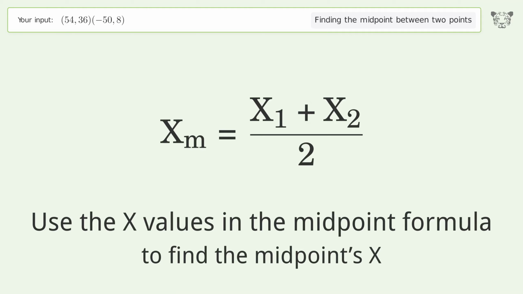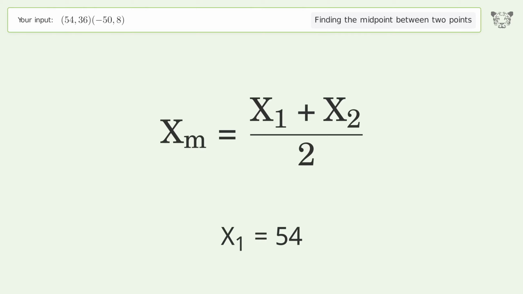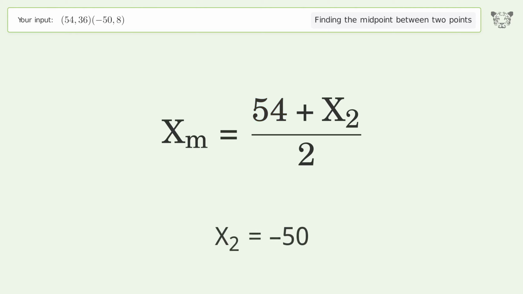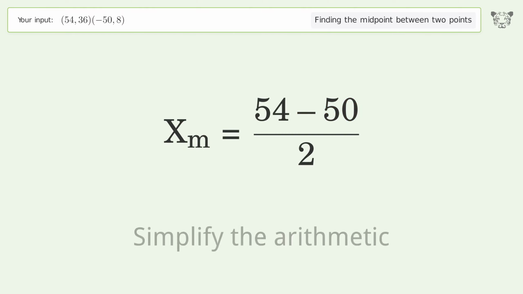Use the x values in the midpoint formula to find the midpoint's x. x1 equals 54. x2 equals -50. Simplify the arithmetic.